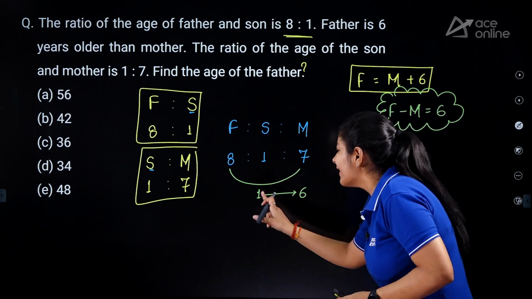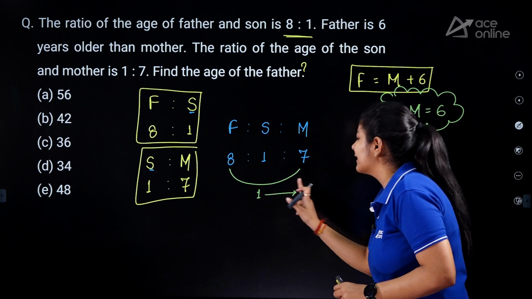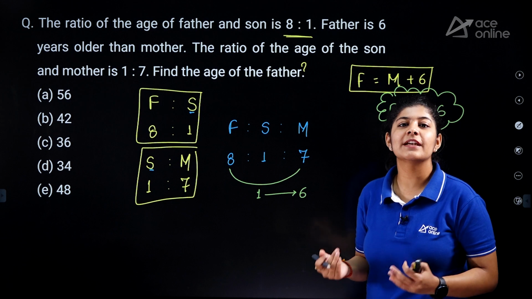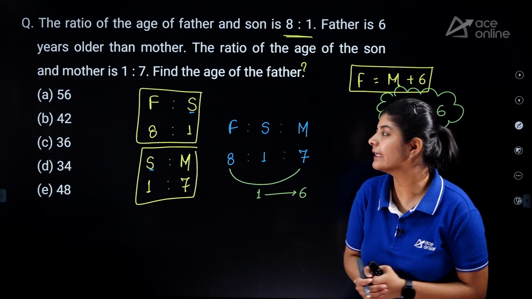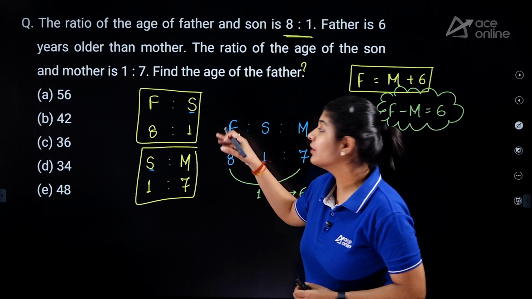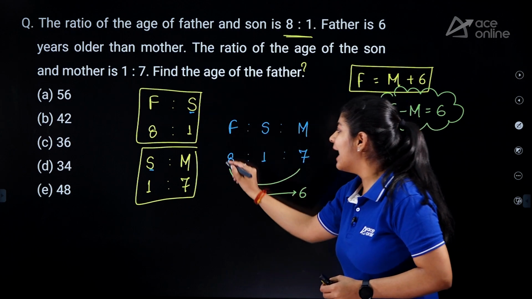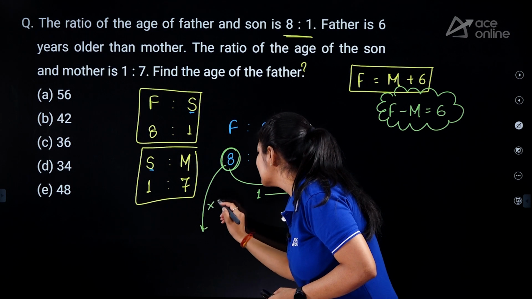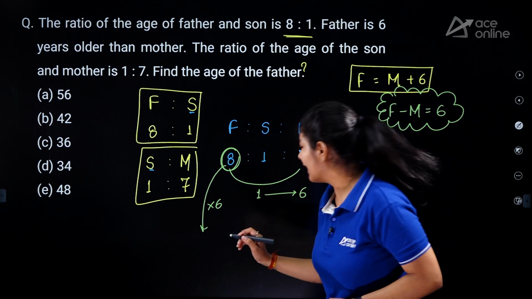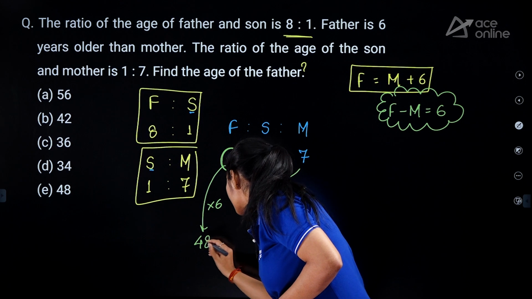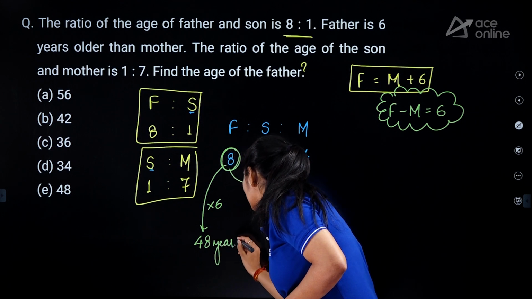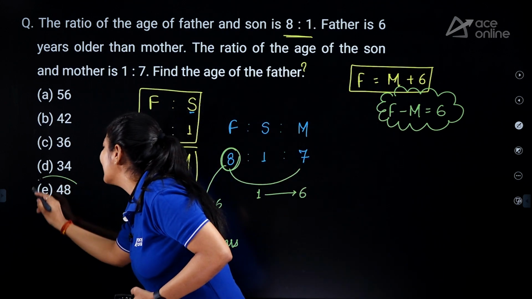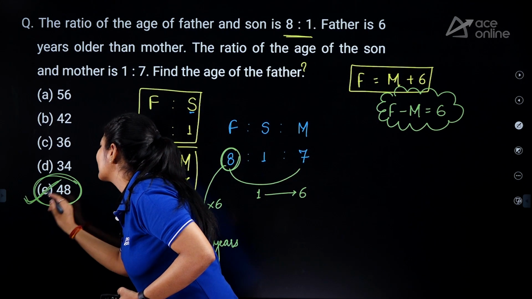Now if I know that the value of this one is equal to 6, that means all these values are multiples of 6, right? Now what we have to determine is the age of father, and it is again a multiple of 6. We know that 8 into 6 is nothing but 48. That is 48 years. So do we have that value in our options? Yes, we do have that. So option number E is your correct answer.